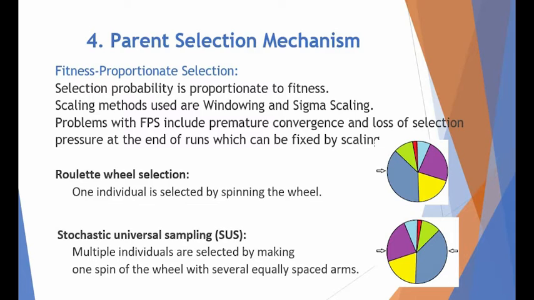First, roulette wheel selection. One individual is selected by spinning the wheel. In stochastic universal sampling, multiple individuals are selected by making one spin of the wheel with several equally spaced arms.